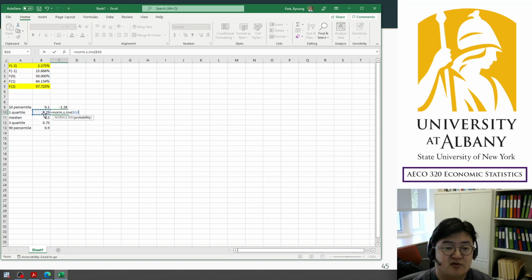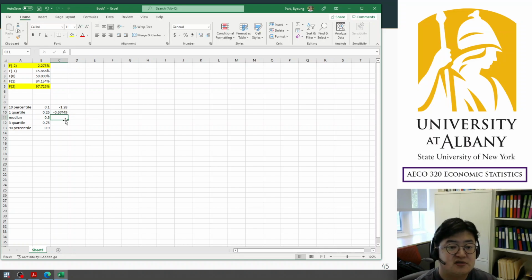Probability, I will enter this, close the parenthesis. You get this number. First quartile is minus 0.67. In that way, I'm going to continue. And then, as expected, the median is 0, right? Median should be 0 because normal distribution is symmetric about 0, about the mean, and the mean is 0.